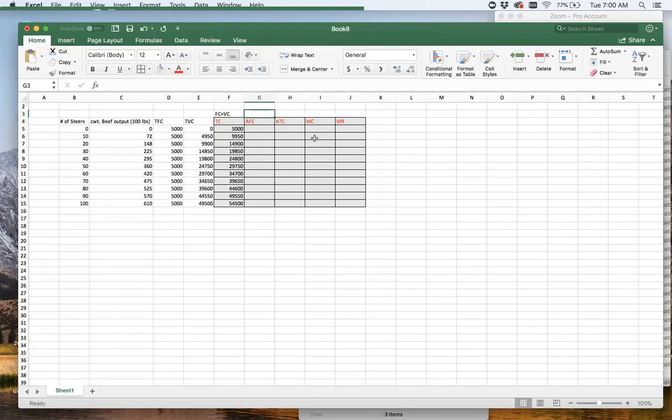Now, average fixed cost is going to be exactly what it is. It's going to be the total fixed cost divided by the quantity that we are looking to measure, and that's going to be beef output. We could base it on number of steers, but we don't really sell steers. We sell beef product, so that's going to be our basis. All right, next we're going to move to average total cost. That's just going to be total cost, again, divided by quantity. And then marginal cost, and that's kind of a newer concept, and then marginal revenue we'll go over in a second.